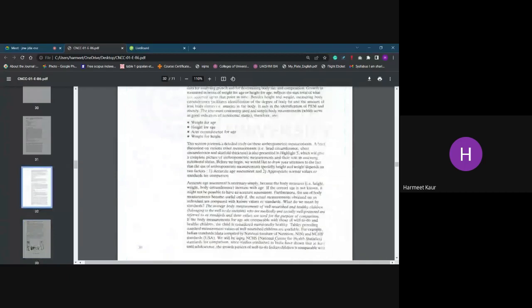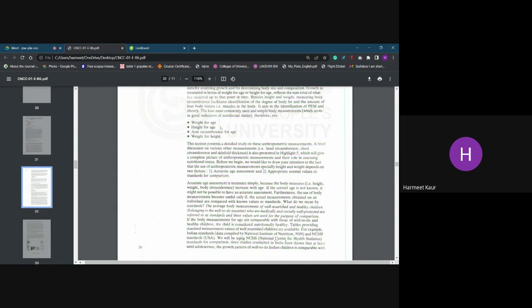When I talk about anthropometry, you can take height, weight, whatever you want to take. But the most frequently used or most commonly used body measurements which will serve as a good indicator of nutritional status are these four: weight for age, height for age, arm circumference for age, and weight for height, particularly in case of children. These four are very good anthropometric measures which will help you in assessing the nutritional status of children.